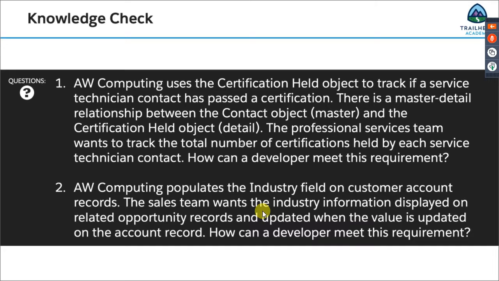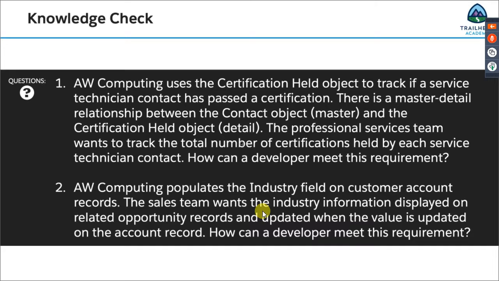Anyways, so one box account, one box opportunity. Knowing Salesforce, we know that an account can have multiple opportunities and that these two things are lookup relationships. Okay, so draw one line, it's a lookup relationship, it cannot be a master-detail. All right, the sales team wants the industry information displayed on the opportunity records and updated when the value is updated on the account record. Now, this one is a little bit tricky.